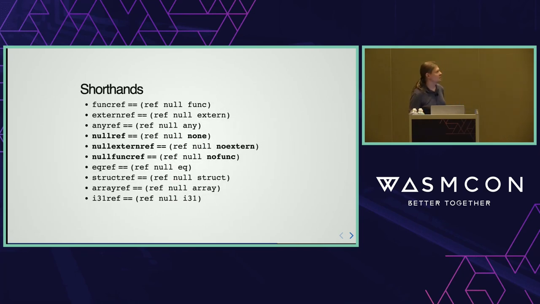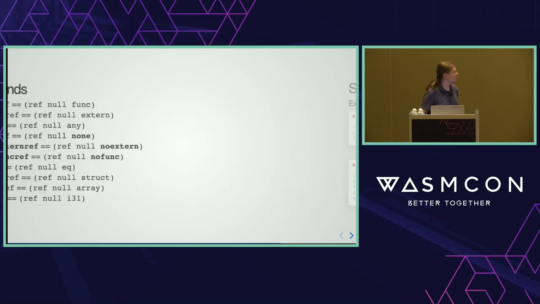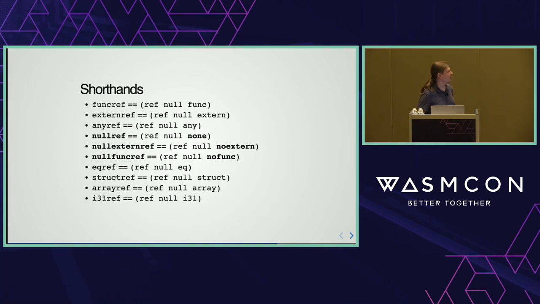And a bunch of shorthands. These shorthands are added so that every shorthand here is a bytecode itself. So we don't need to write ref null func. We can say funcref instead. Note that for ref null none, ref null noextern and ref null nofunc, we use these names starting with null. Let's see what's next. We also have this little funny type here, i31ref, which is something called an unboxed scalar.